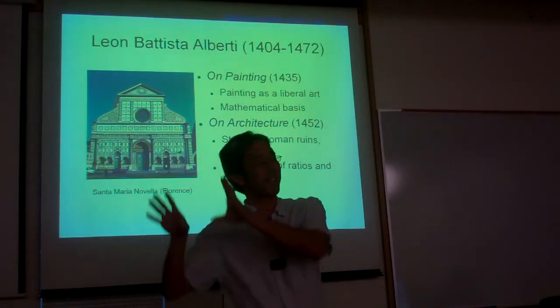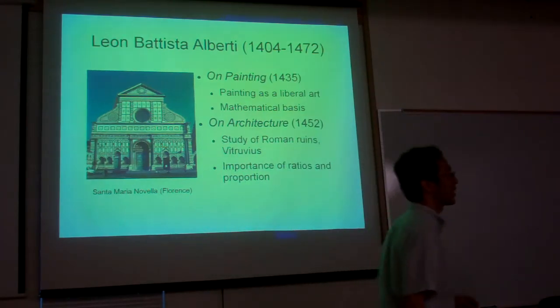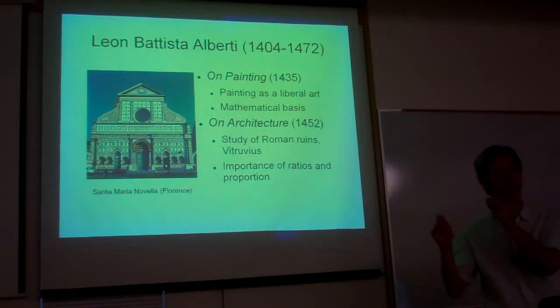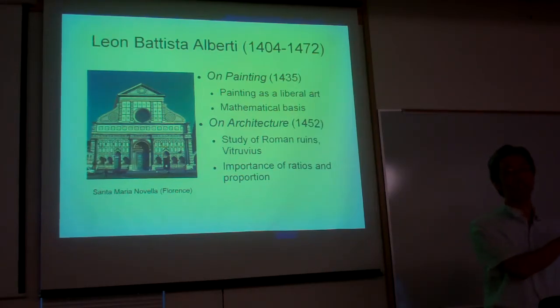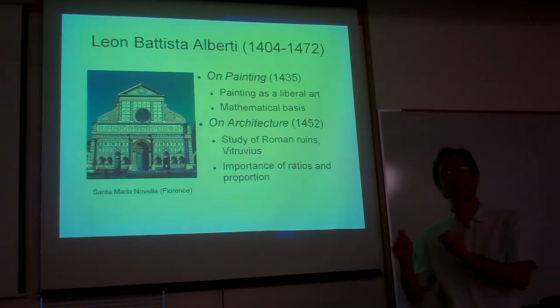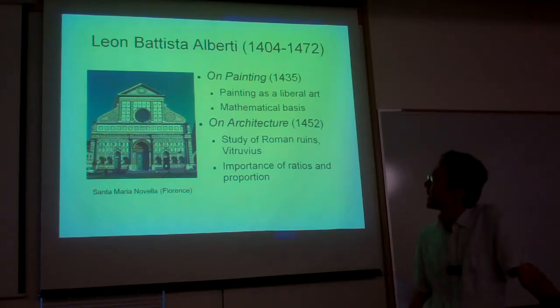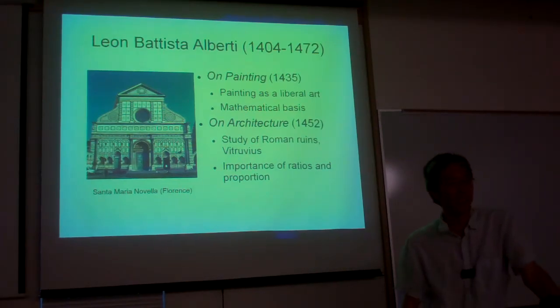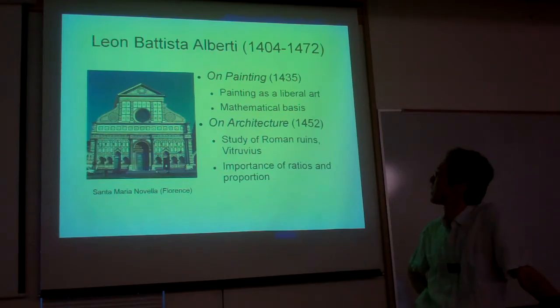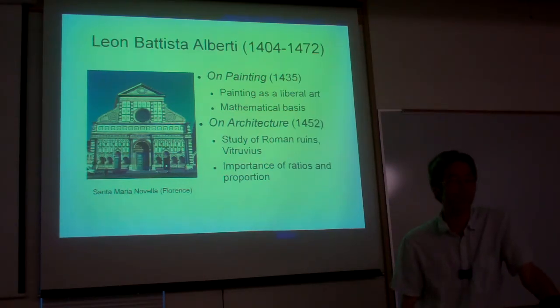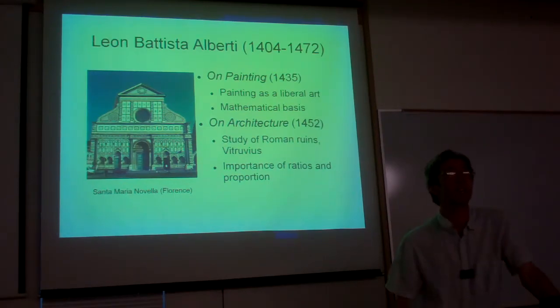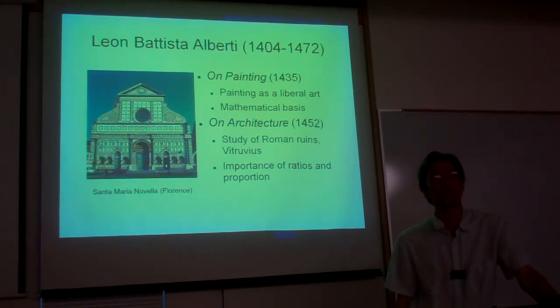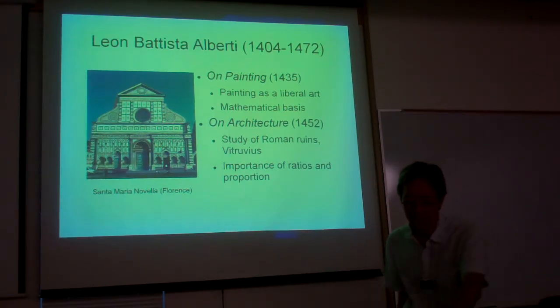All of the liberal arts, again, going back to the classical model of education, are mathematically based. If painting wants to achieve the status of being a true liberal art, it has to be based on mathematics. And Alberti goes a little bit further than that and, again, writes his own book on architecture, and he does a fairly exhaustive study of Roman ruins, and one of the few documentary sources we have on classical aesthetics is the 10 books on architecture of Vitruvius.